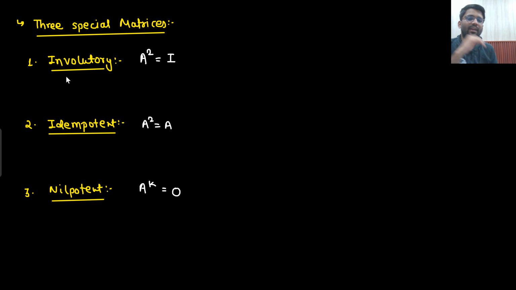Let's see example by example. Involutory. How will you remember? Involutory. In. So involutory: A square equals I. Idempotent. Idem means identical. So A square equals A. And what is the meaning of nilpotent? A to the power k equals 0. Will you be able to remember?